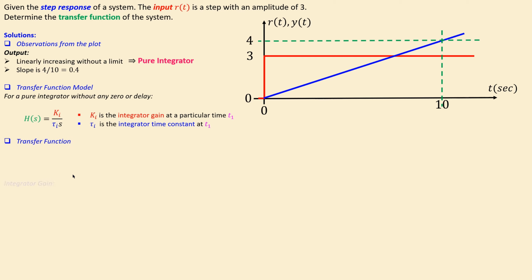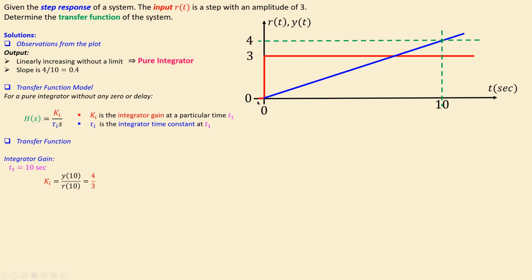So let's move on to the transfer function of our system. First, the integrator gain. As I said, we need to choose a particular time where we determine the Ki and the tau I. So I have just taken the 10 seconds I have already determined in my first analysis. So I have t1 as 10 seconds. Then I can say what the gain is. The gain is the value of your output divided by the value of your input. In this case I have y at that t1, which is 10, divided by the input r evaluated at 10 seconds.